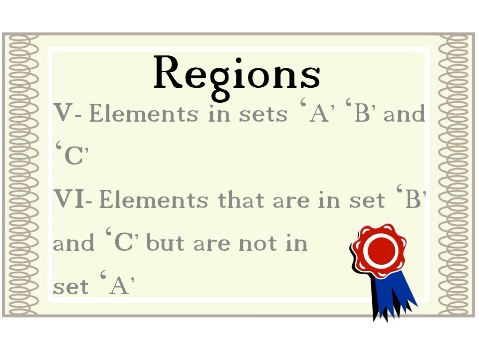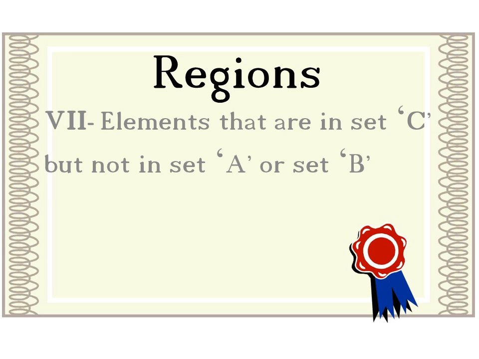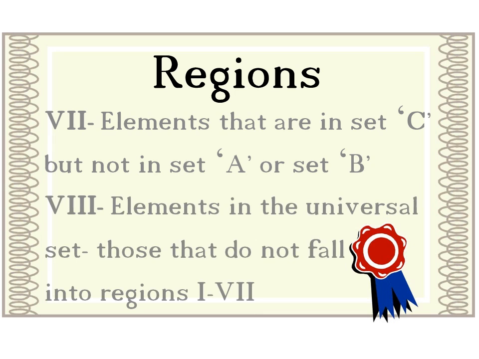Region 6 contains elements that are in set B and set C but are not in set A. Region 7 contains elements that are in set C but are not in set A or set B. Region 8 contains all the elements in the universal set that do not fall into regions 1 through 7.